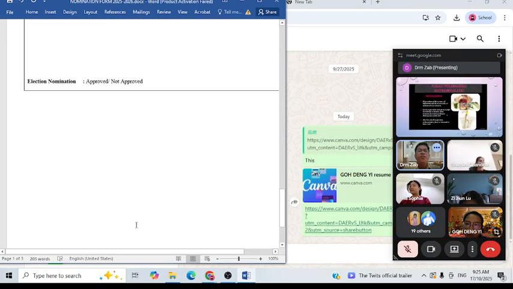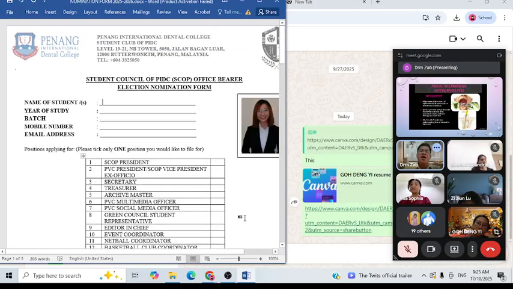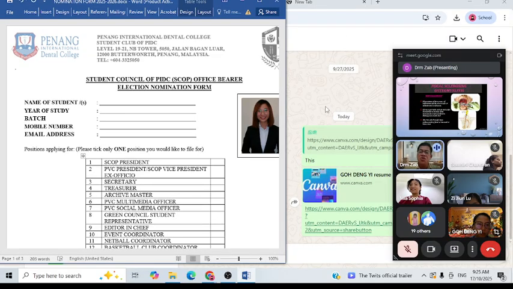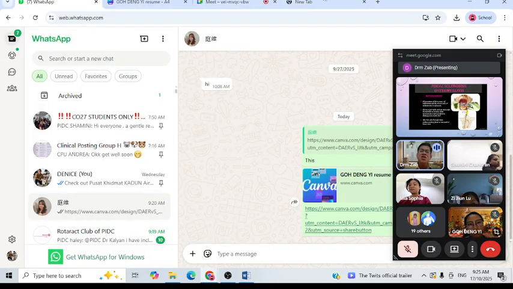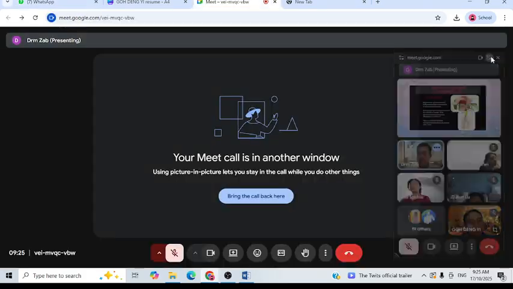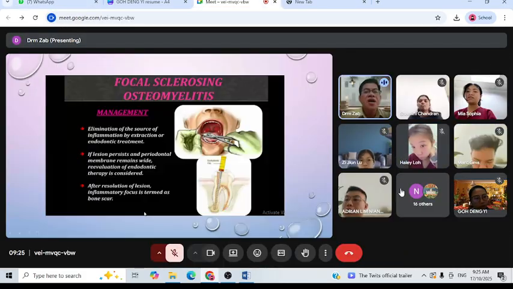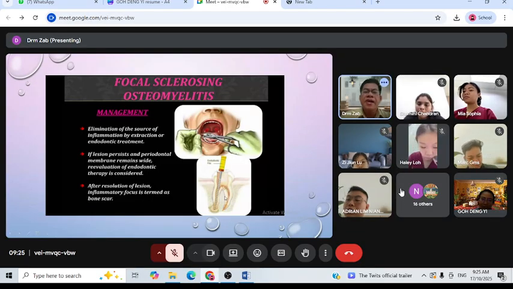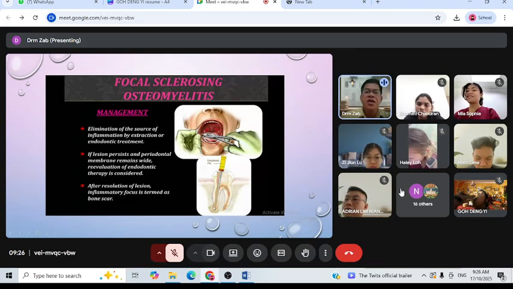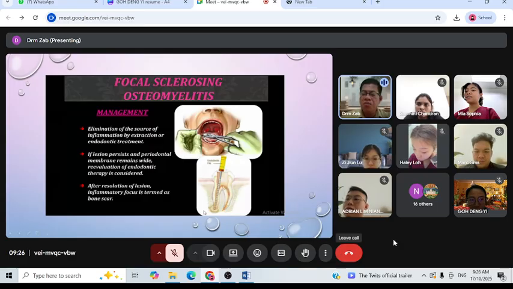Okay. So management, basically, first you remove the potential source of infection, meaning either you do extraction or you do root canal treatment. Okay, and usually after the removal of the source of infection, this pathological area will undergo resolution, and that bony resolution is known as bone scar. Bone scar or bone fibrosis.